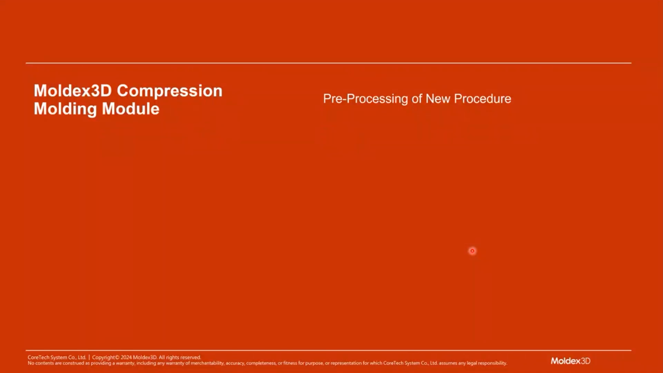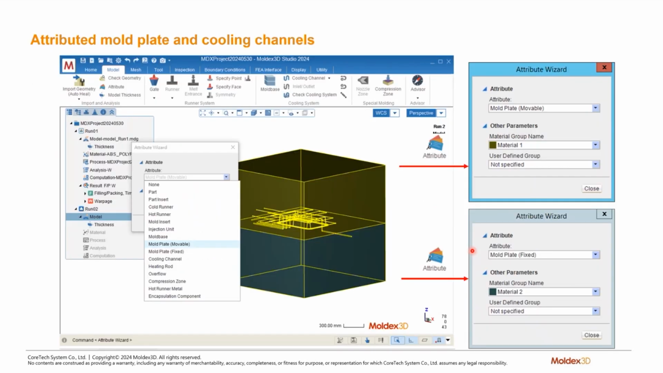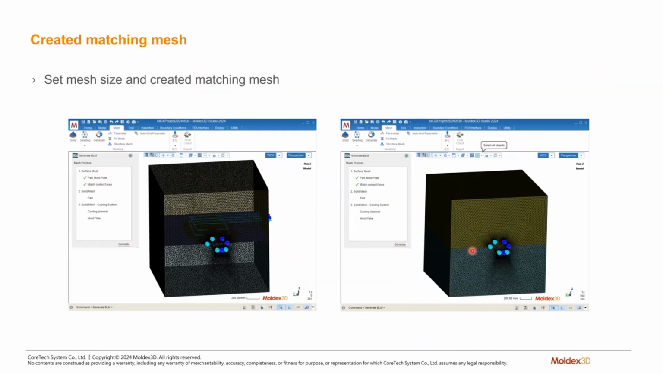Next is the pre-process of the new procedure. From the flow chart of the new procedure, you will see it has more steps than the simplified procedure. In the beginning, we have to import a CAD model, the same as the simplified procedure. Then you have to attribute the mold plate and a cooling channel. Next, create a matching face and a matching mesh.